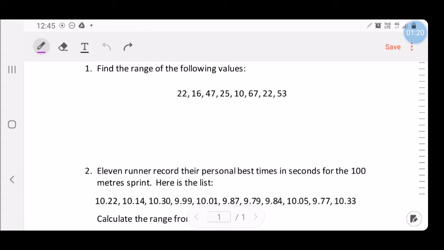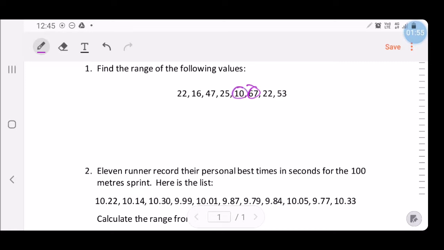Example number 1, find the range of the following values. So what we need to do is find the largest value and the smallest value. And if you're going to make a mistake, this is where you're going to make it, because you don't want to rush looking through the values. It's very easy to make a mistake at this point. So going from left to right, let me try and find the maximum value. Whoop, there it is, 67. And what about the minimum value? Let's see. Oh, right next to it, 10.